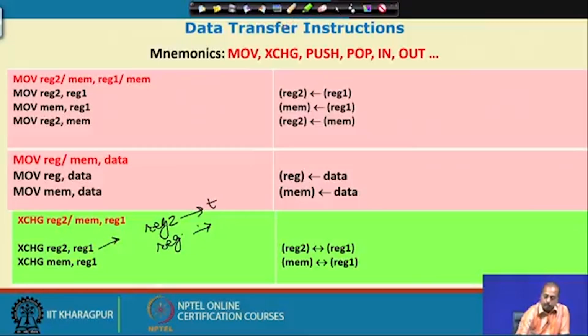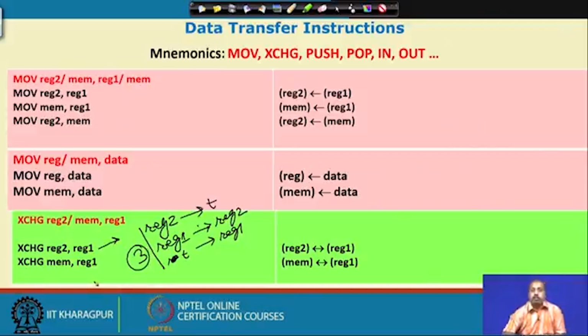We can send register 1 to register 2, and then finally the temporary value t can be moved to register 1. That way the register 1 and register 2 contents get exchanged, but the point is that if we try to do this, it requires 3 instructions.